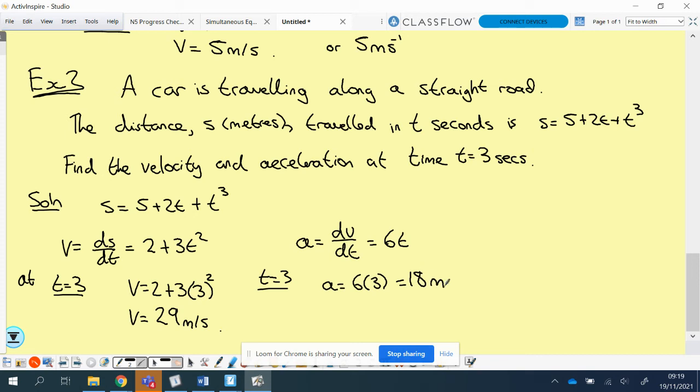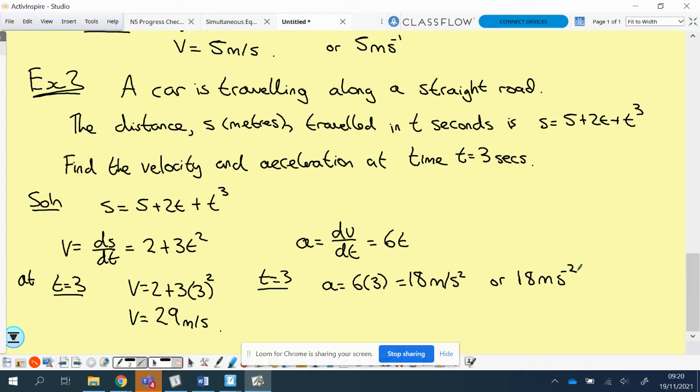Now, again, it depends on how you write this down, so I just want to show you both ways. That's how you'd write it for acceleration, meters per second squared. Okay, because you've done it twice. Or it would be 18 meters per second squared like that, s to the minus 2. Okay, so that's just notation for the units.